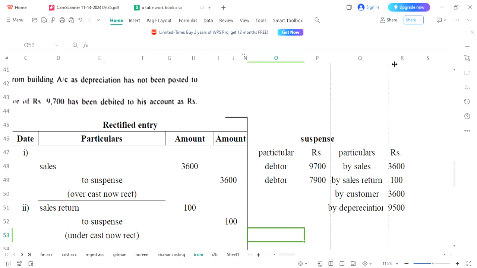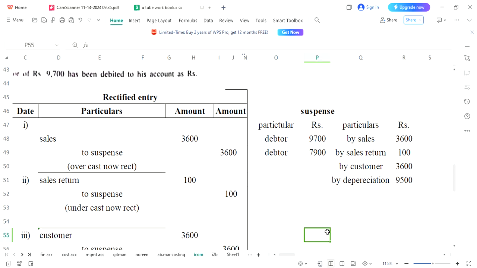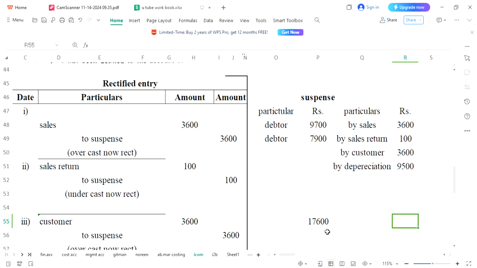We are now ready to calculate our balance. As usual, first we will take the sum of both sides. Here we have two amounts. We may take the sum, and then we will take the sum of the credit side. Both sums we have calculated, and now we will take the larger amount. The larger amount is 17660, and we will write 17660 both at the debit and credit side.